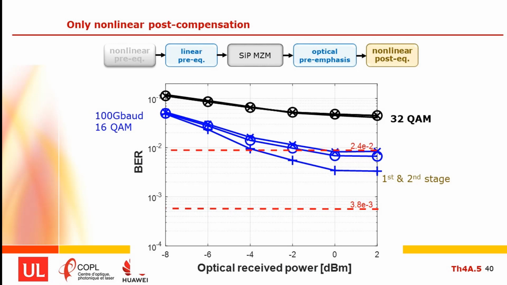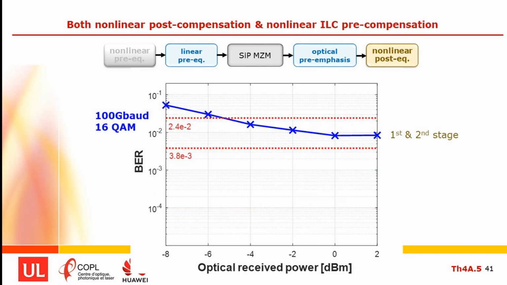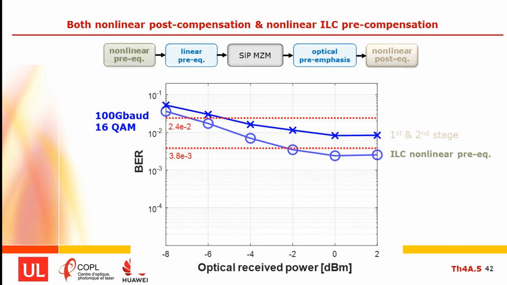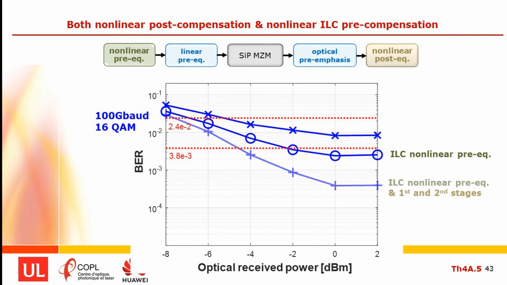And this shows why it's important to have added the nonlinear pre-equalization. So I'll start with the best we could do with the nonlinear post-equalization, first and second stage, and now I'll see how that compares with when we did pre-equalization alone. So we can see that the ILC nonlinear pre-equalization is giving us more robust compensation for the nonlinearity. However, when I combine the two, of course, I get my best performance. And we can see that at 16 QAM, I get a lot of margin at 100 gigabaud for my transmission.